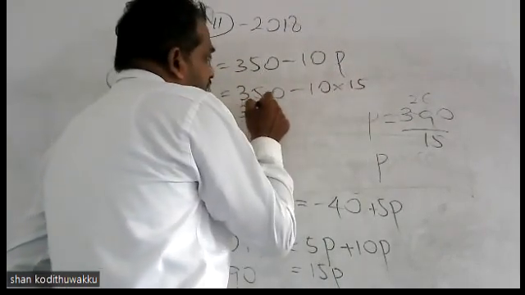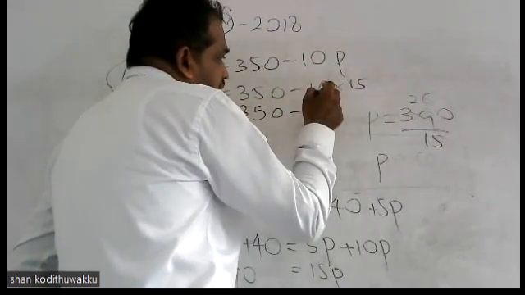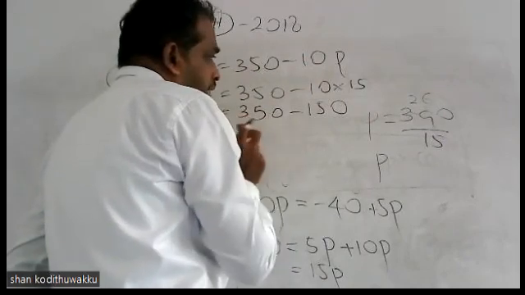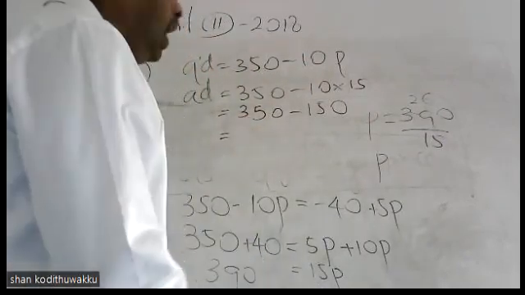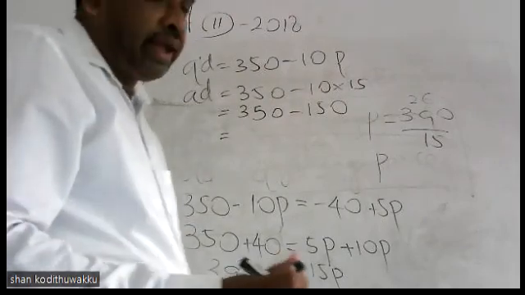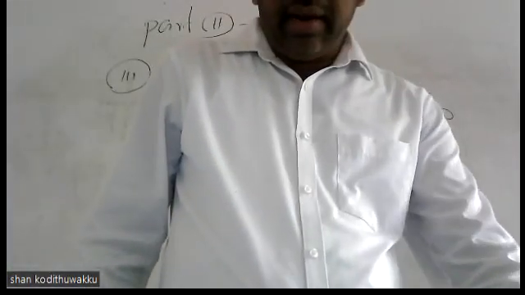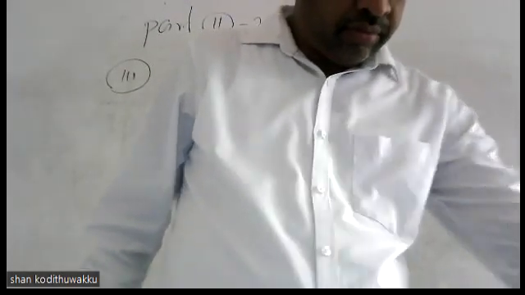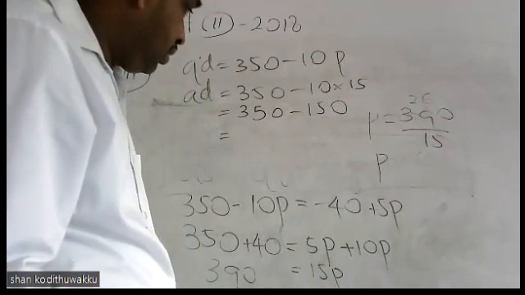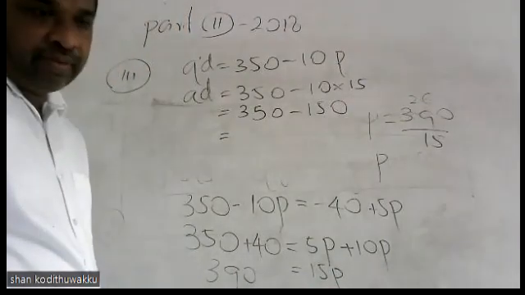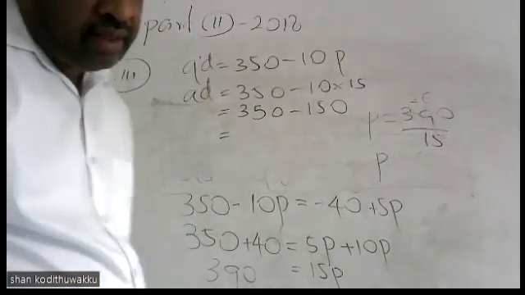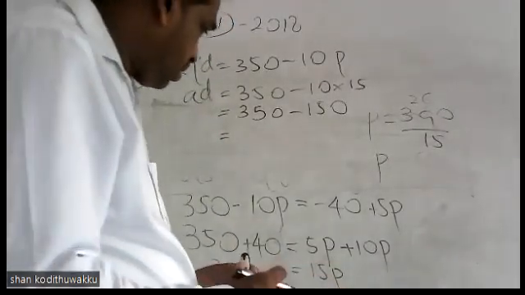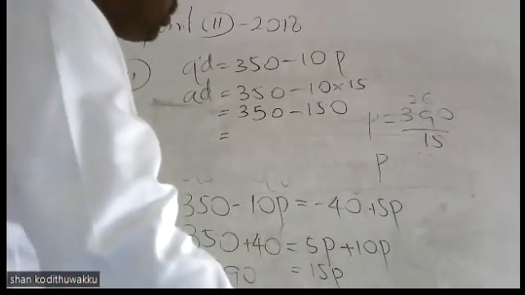Then 350 minus 10 into 15, 150. Then 350 minus 150. The equilibrium price is 26.